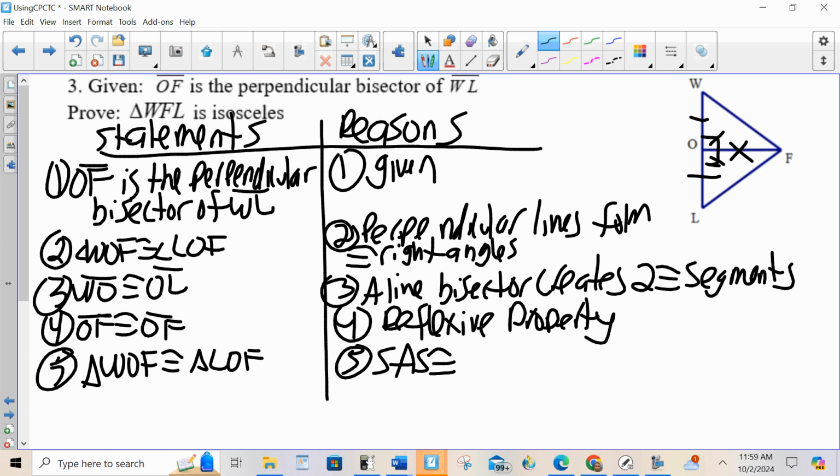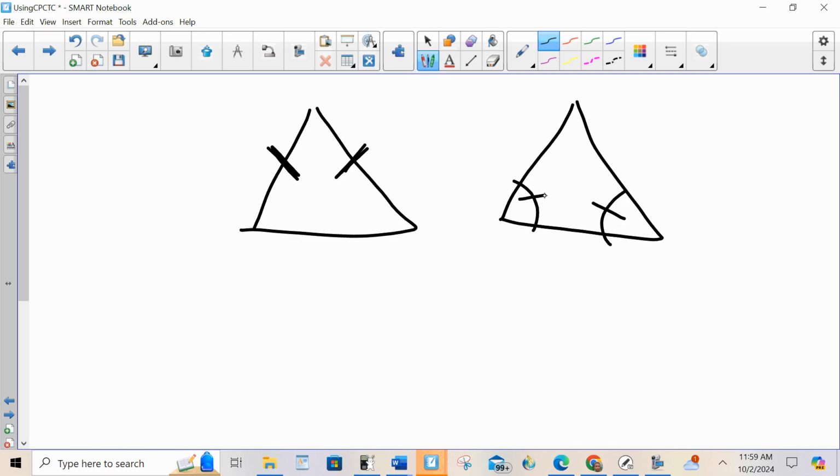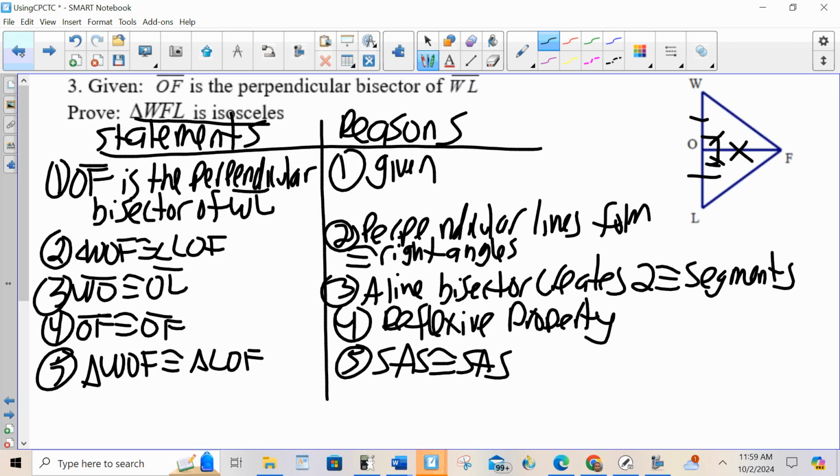And now let's pause and take a breath and talk about what we're going to do next. It wants me to prove that triangle WFL is isosceles. Well, in order for a triangle to be isosceles, it either needs to have two congruent sides or two congruent angles. I mean, both those things are true, but if I can prove that it has two congruent sides, I'm good. If I can prove that it has two congruent angles, I'm good. So I'm looking at triangle WFL, the blue triangle. Right now, I do not have two sides of that triangle being congruent. I do not have two angles of that triangle being congruent.